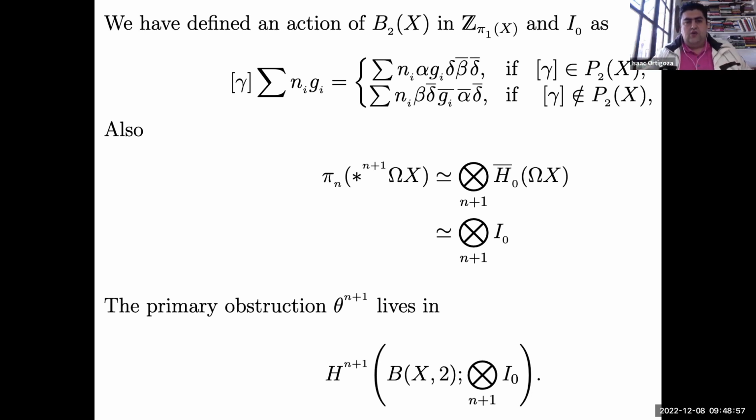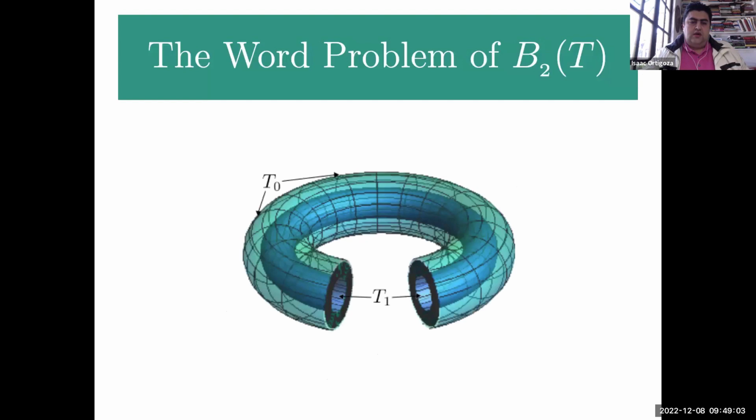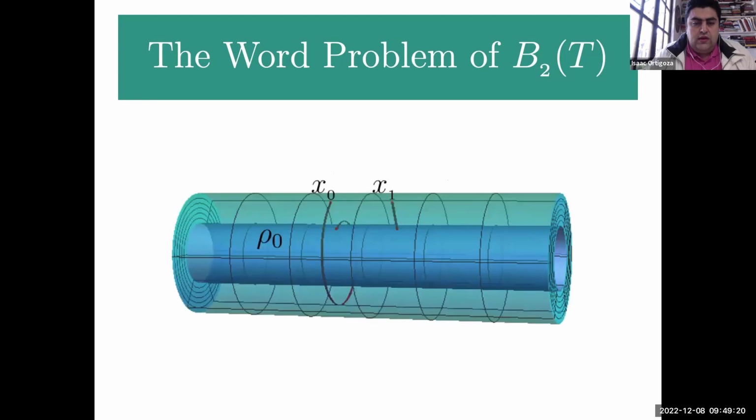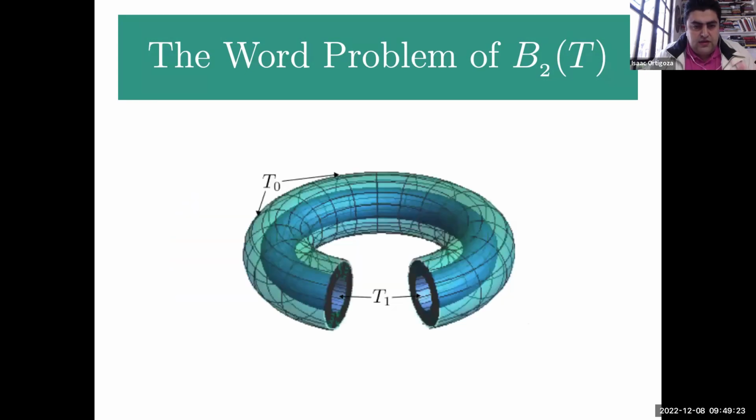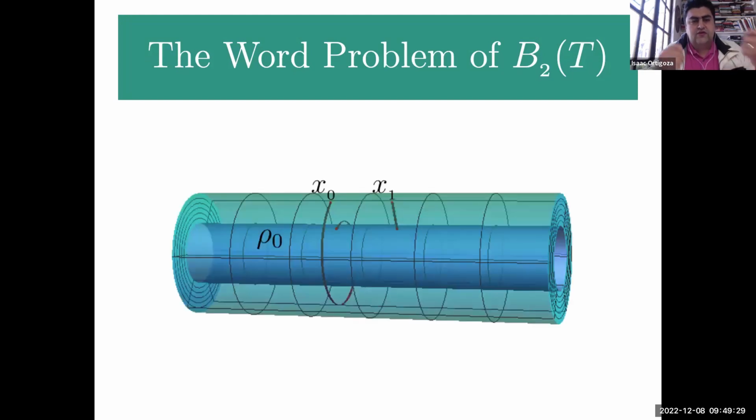Well, to understand how the braids work in the torus, we consider a torus with a thin shell, and the outside boundary is going to be T0, and the inner boundary is going to be T1. Well, if we make a cut in this thin torus, we can understand a braid as you can see in the picture: two strings that start in the first torus and end in the inner torus.